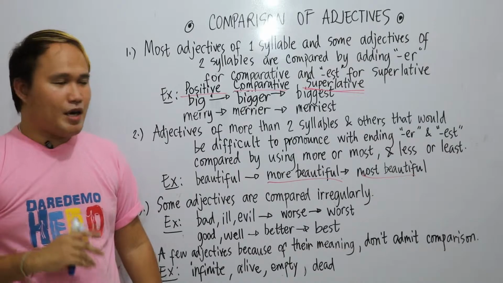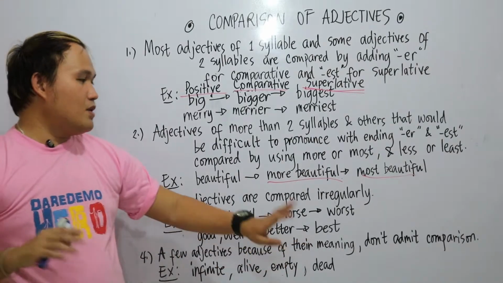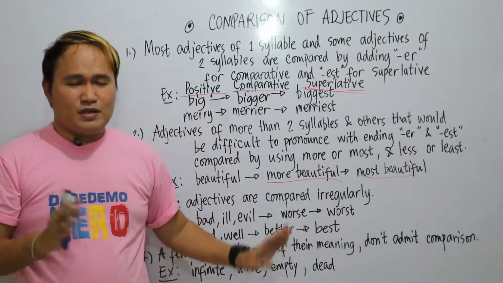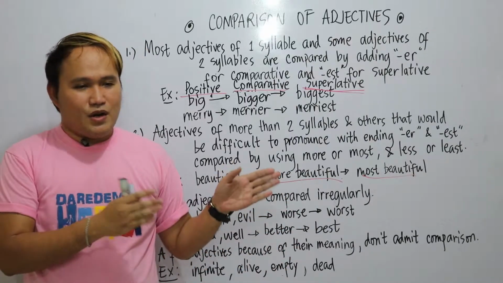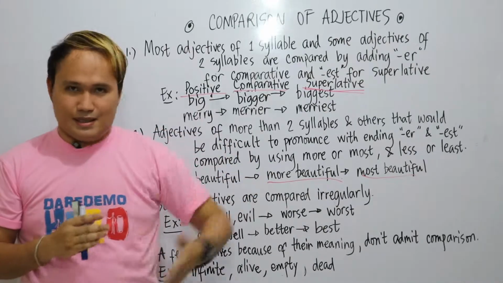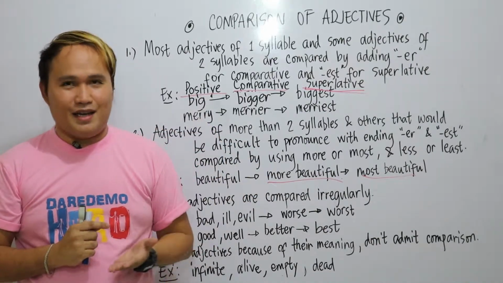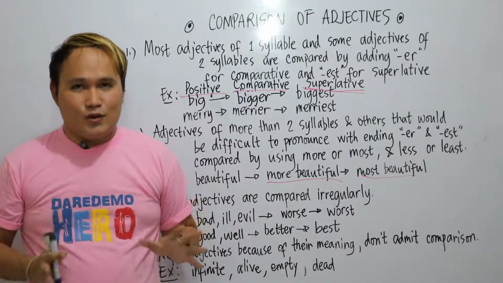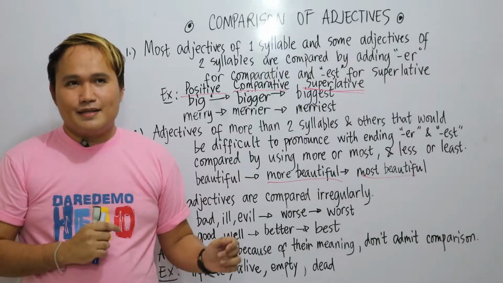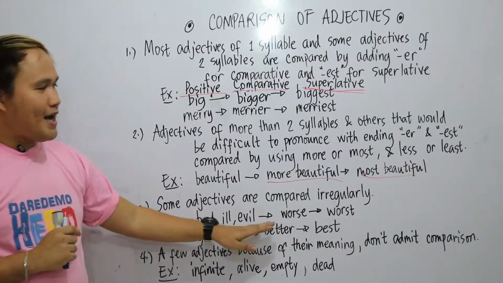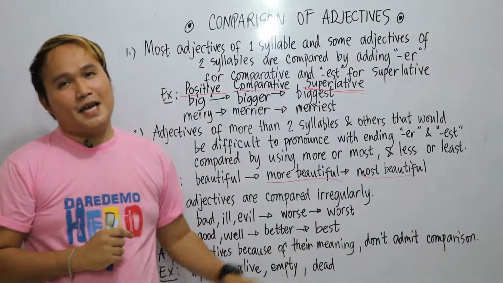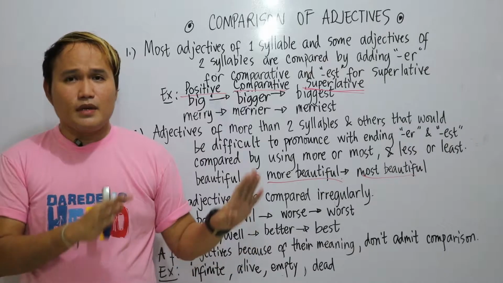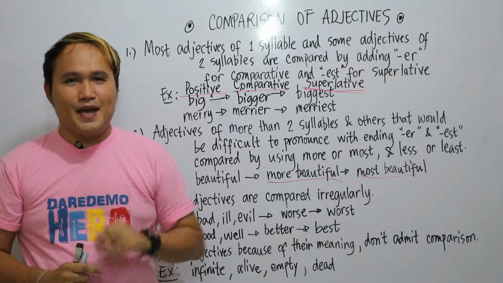So you gotta be careful. A few adjectives, because of their meaning, don't admit comparison. You don't use these words. A few adjectives, because of their meaning, already denote that they are in the fullest degree, the highest degree already. So you don't use these words in comparing nouns. Like I said, same goes with irregular adjectives. You just have to search on the net some examples of a few adjectives that don't admit comparison.